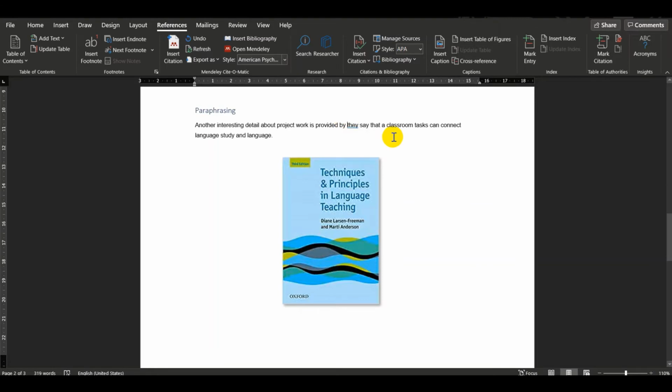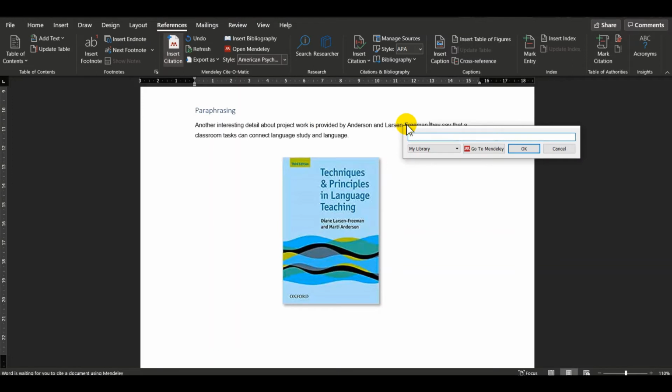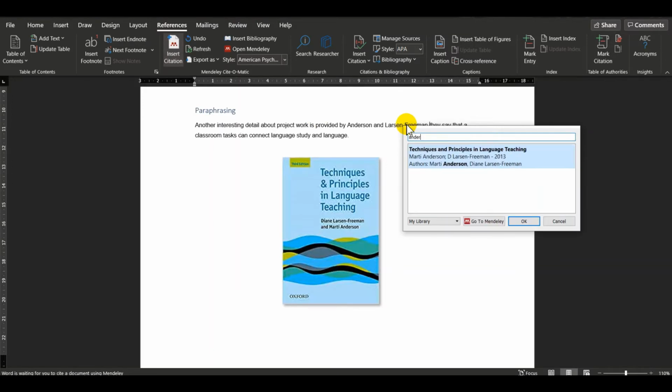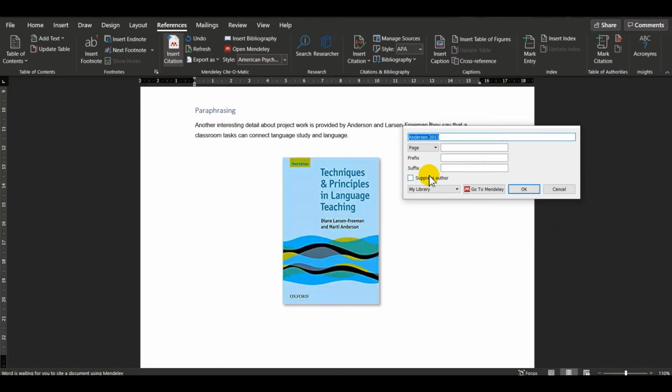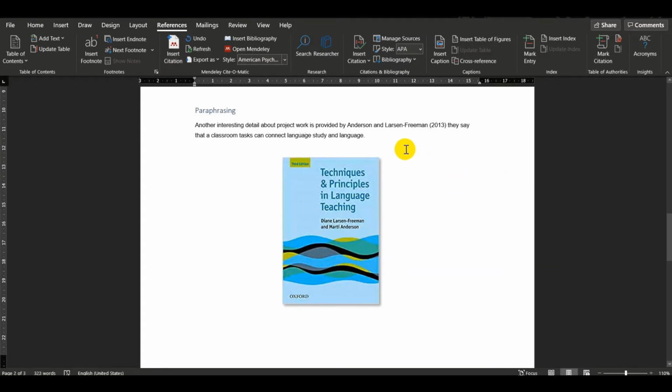I would like to use their surnames in my idea, so I begin alphabetically with Anderson and Larsen-Freeman. Larsen-Freeman is her surname, so use the hyphen. Insert citation. I look for them and their book, Techniques and Principles, and attention, I double backspace. I suppress the author because I only need the date and I already wrote their surnames. So it's going to generate the date and voila, it's ready to generate references later on.